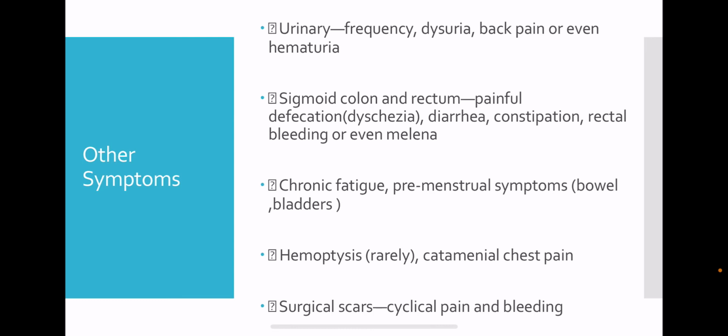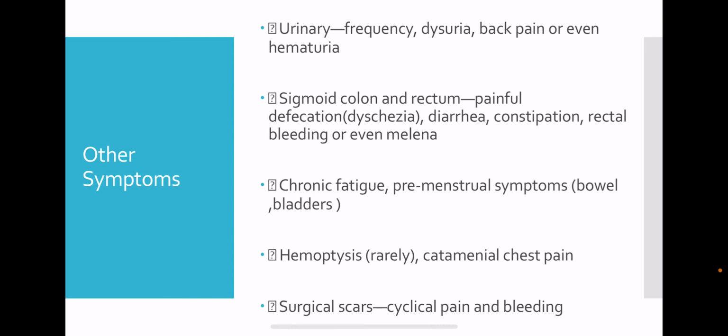Surgical scars: cyclic pain and bleeding. Even in the surgical scars, whenever cycles happen, the hormones act, there is growth and there is shedding. In surgical scars also, there is cyclic pain and bleeding.